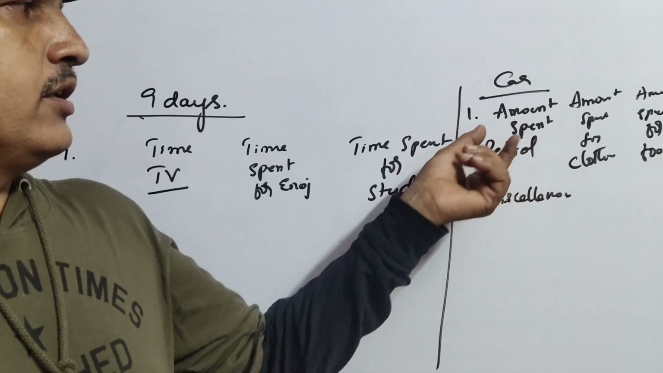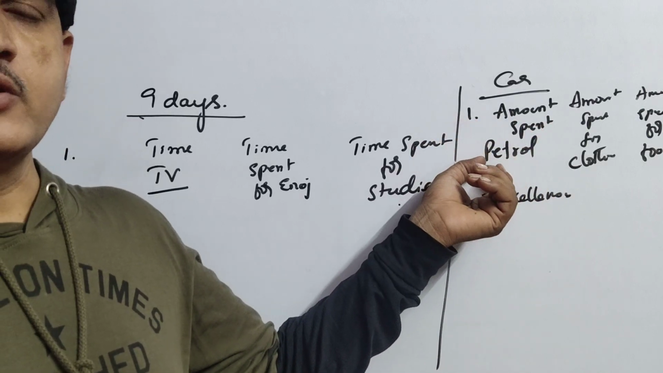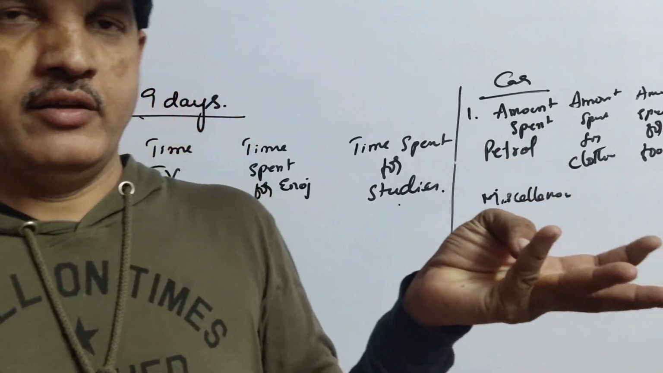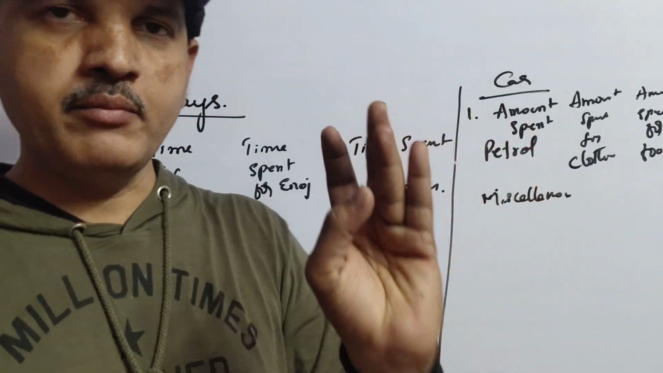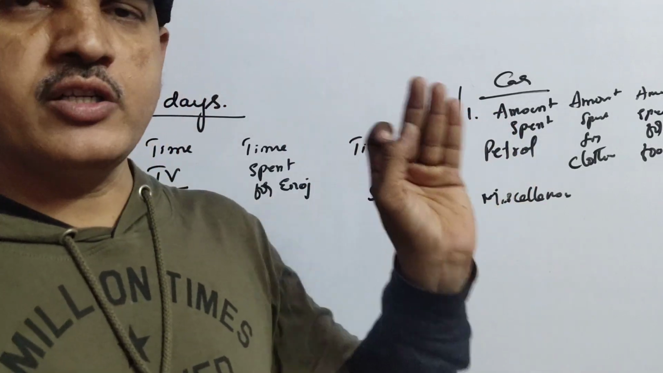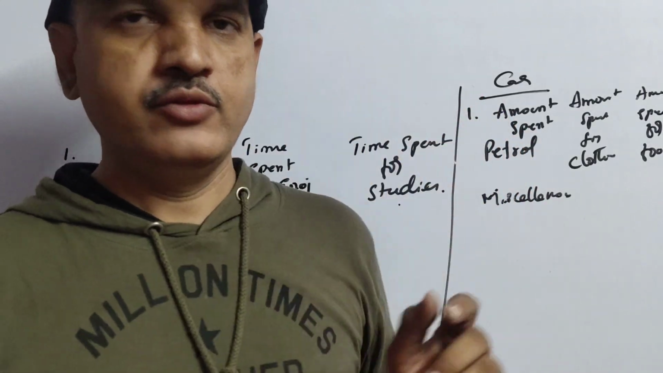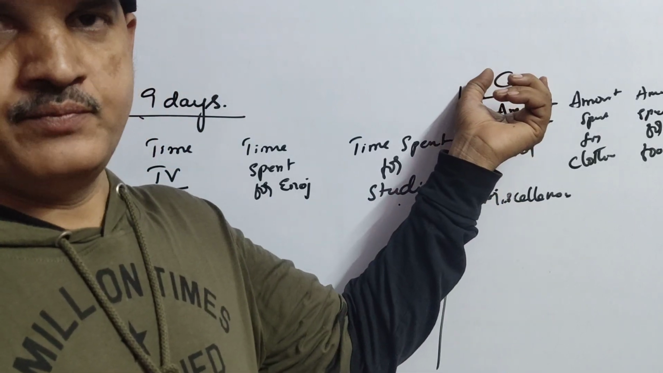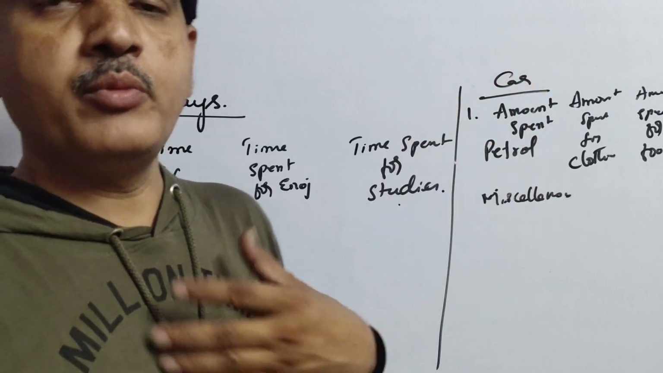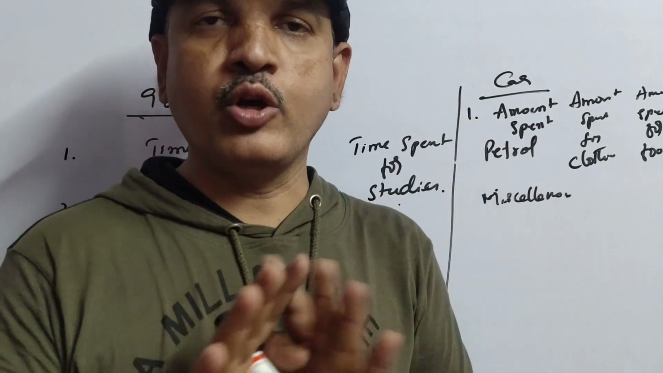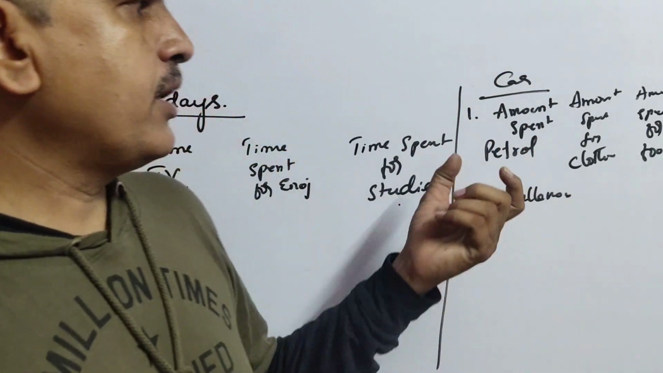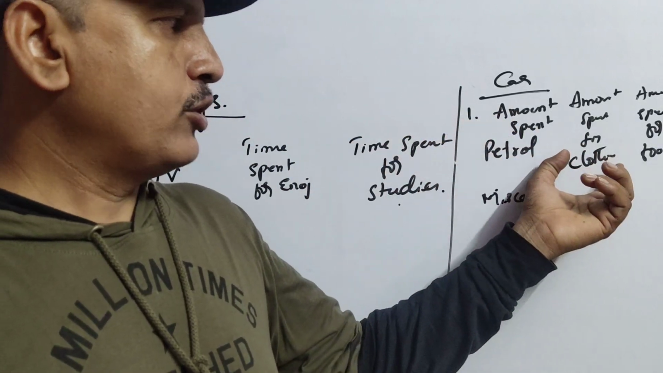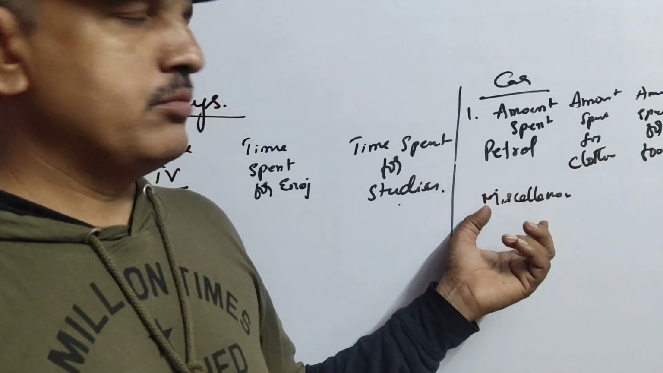just write amount spent for traveling by what? Plane. Amount spent for traveling by bus. Amount spent for traveling by train. So the only difference is instead of petrol, because car is completely different. Car means maybe you have your own car or a rented one, I'm not insulting anyone, children, I'm just telling you. Okay. So amount spent for petrol, amount spent for clothing, amount spent for food, miscellaneous.